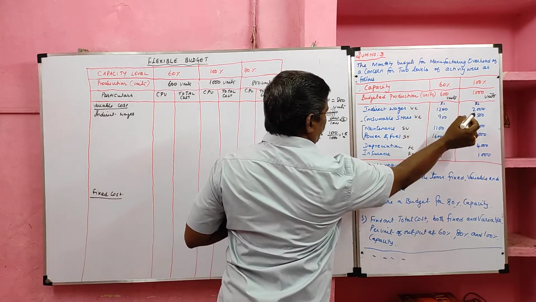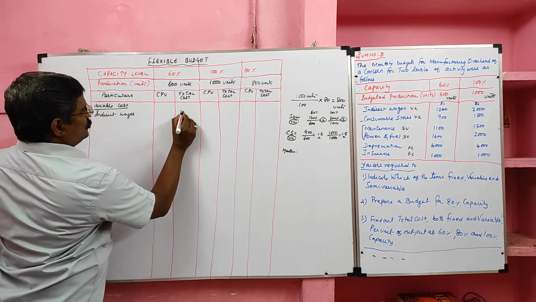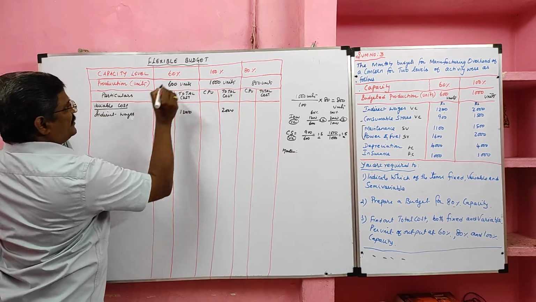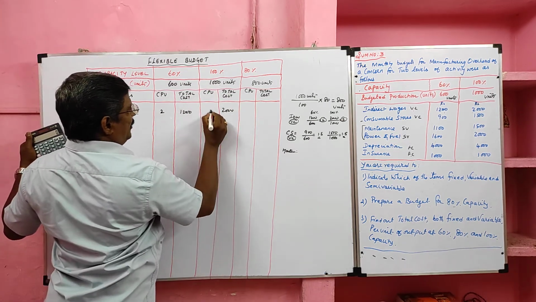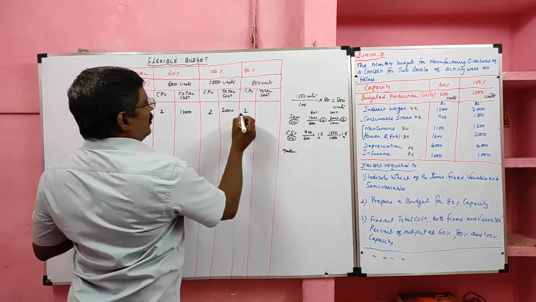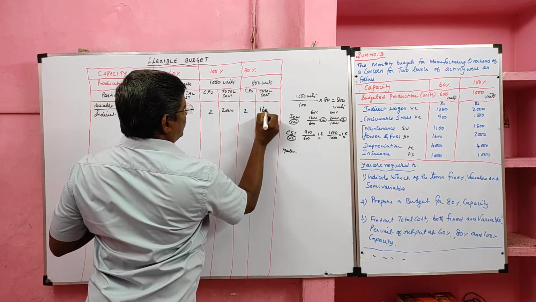Indirect wages, variable cost. How much? 1200 for 600 units, 2000 for 1000 units. So 1200 divided by 600, we are getting 2. 2000 divided by 1000 rupees, we are getting 2. So same 2 rupees we can write for 800 units also. So 2 into 800, 1600.